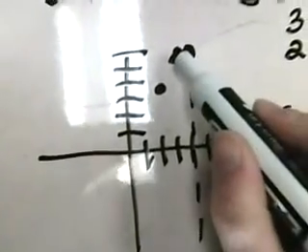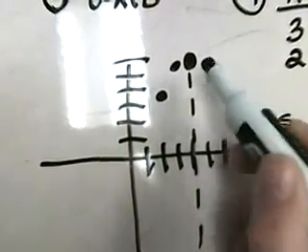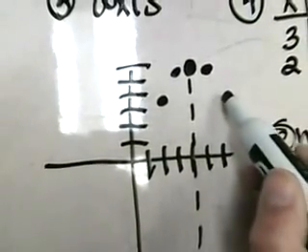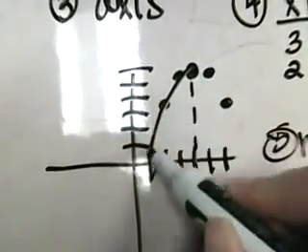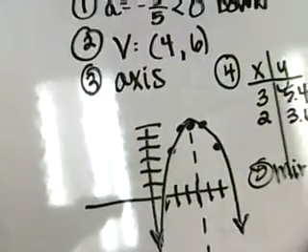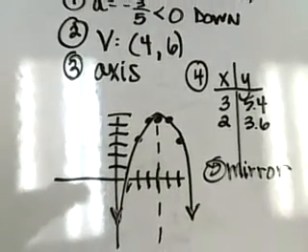Step 5, I'm ready to mirror. This guy was just 1 away, so I'm going to go 1 to the right and line him up. This guy was 2 away, so I'm going to go 2 to the right and line him up. And draw my parabola. It was supposed to open down, and it does. So there's another example of vertex form.